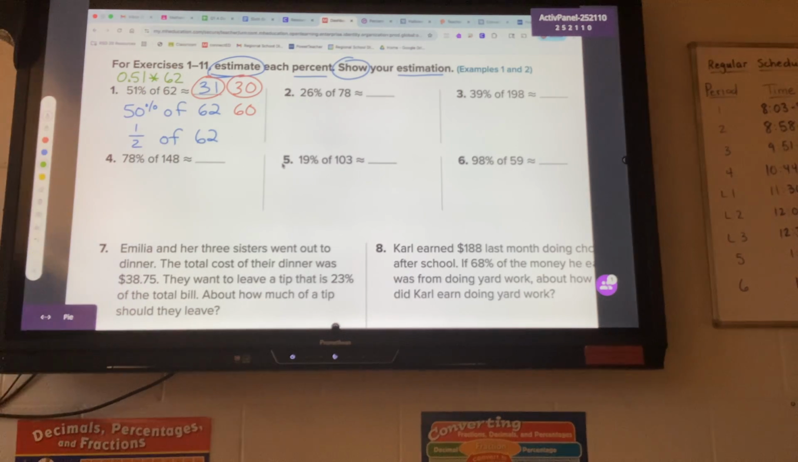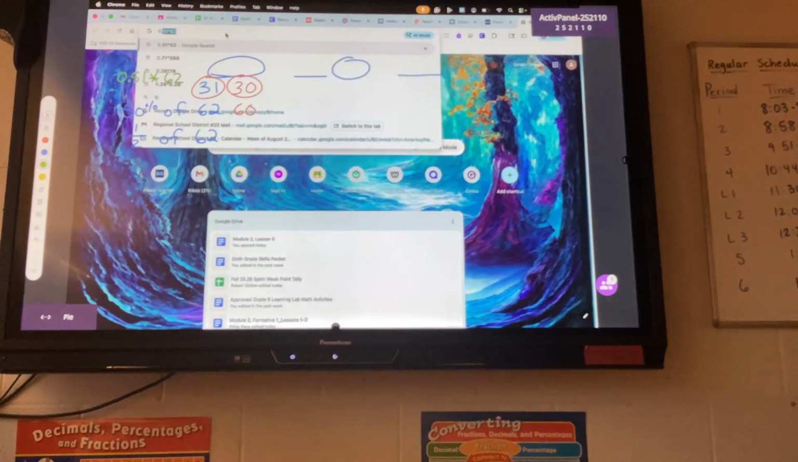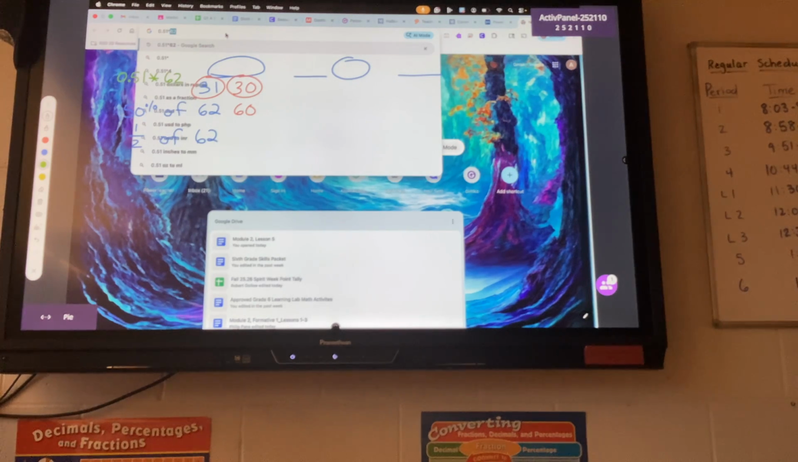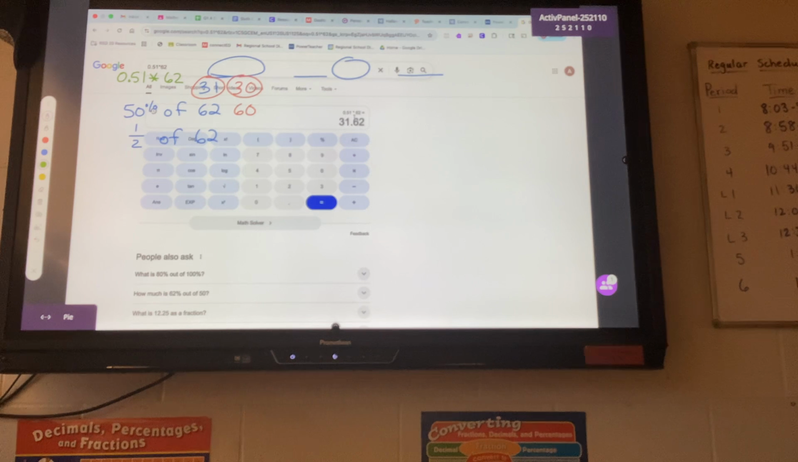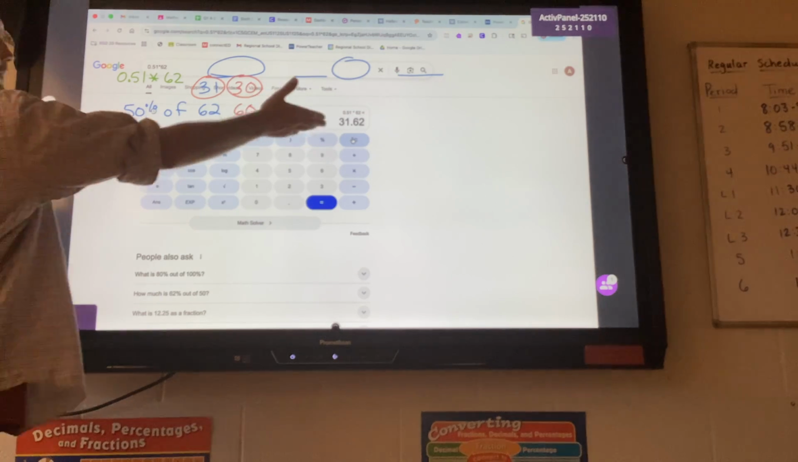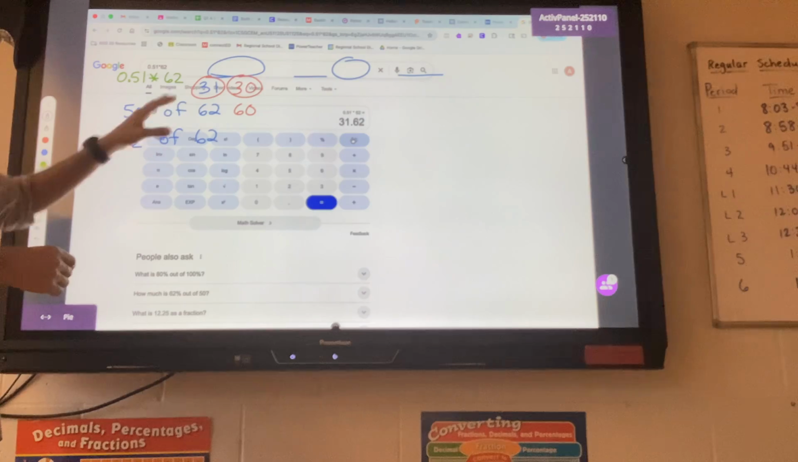So I would use either a calculator, or I can show you on here. I would go up here and do 51% of 62, hit enter. So on the calculator, you can see right here I did 51% of 62, and that's 31.62. So the real answer, 51% of 62, is actually 31.62.